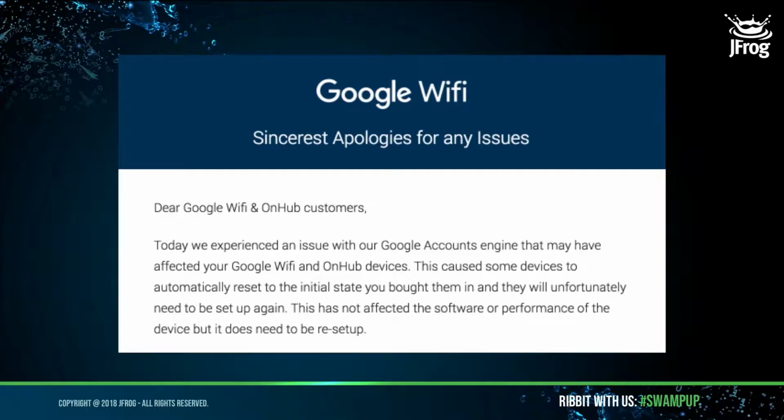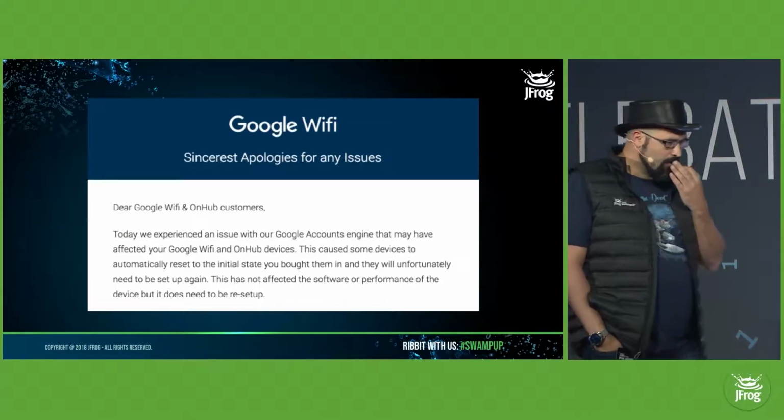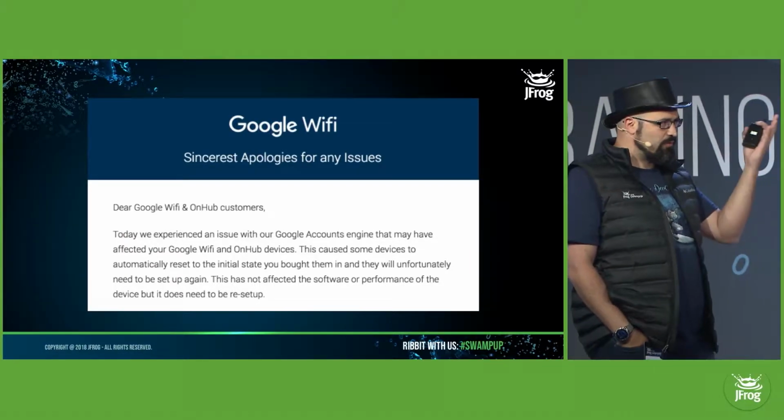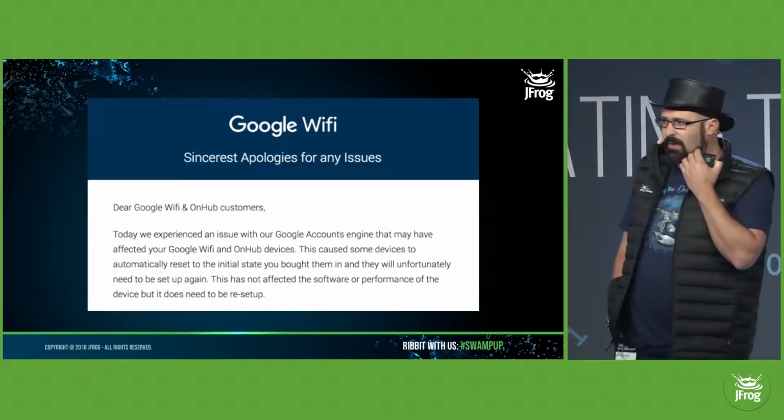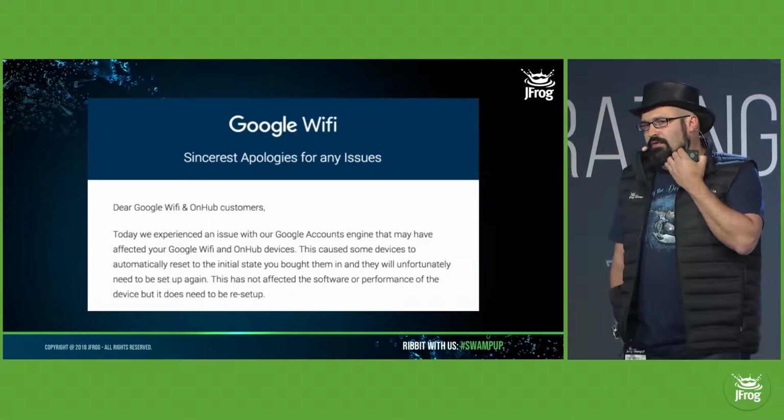I have a bunch of Google hardware at my home that I love. But something happened last year, a year ago. All my house went offline. I have a bunch of Google Wi-Fi equipment. It all went offline. And we kind of didn't know what happened, and then we got an email. That was an email which says, sorry guys, we pushed an update to your router that reset it to factory settings.